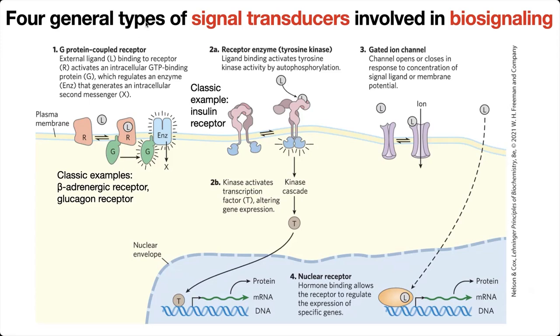And so let's look at kind of the main features, as well as then how we can interpret these diagrams and think about perturbations of these pathways. So we're focusing mostly on these G protein coupled receptors and these receptor enzymes, so these receptor tyrosine kinases. But there's also the gated ion channels.